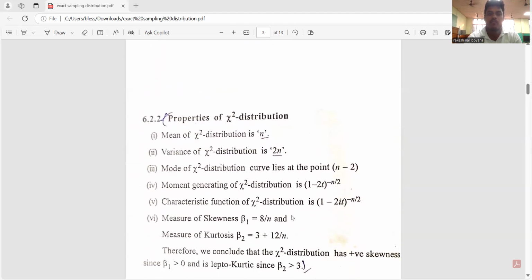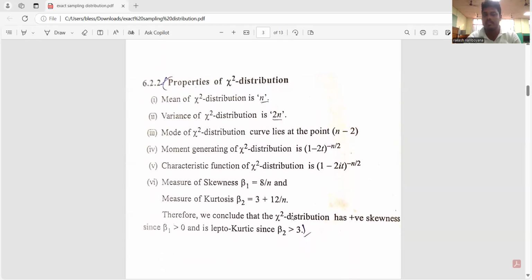We also have some properties of the chi-square distribution. The mean of the chi-square distribution is n, and the variance is 2n. The mode of the chi-square curve lies at the point n minus 2. The moment generating function of the chi-square distribution is (1 minus 2t) whole power minus n by 2. The characteristic function simply applies the imaginary i: (1 minus 2it) whole power minus n by 2.